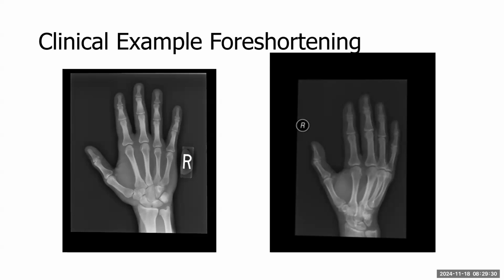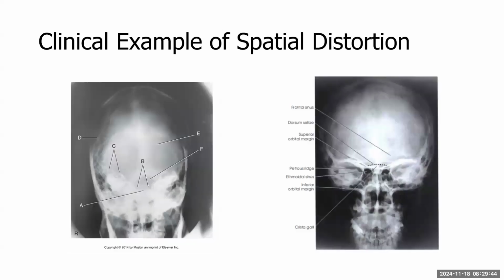A clinical example of foreshortening is when we do what projection of the hand? What projection is that on the right? The oblique. So we're purposely using foreshortening because we want to see the hand in a little different light. So there's times when we do use foreshortening or elongation clinically just to see different parts or see parts differently.